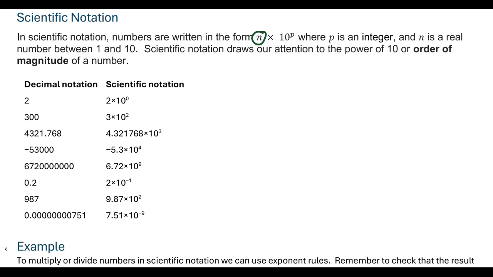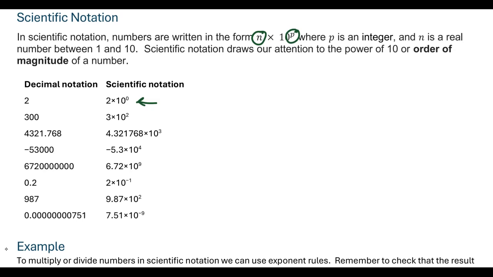So we've got some examples here, and mostly I'll let you look through them, but basically we're drawing attention to the order of magnitude of our number, how big it is, like what power of 10. So this p is our order of magnitude. So you can see some simple examples.